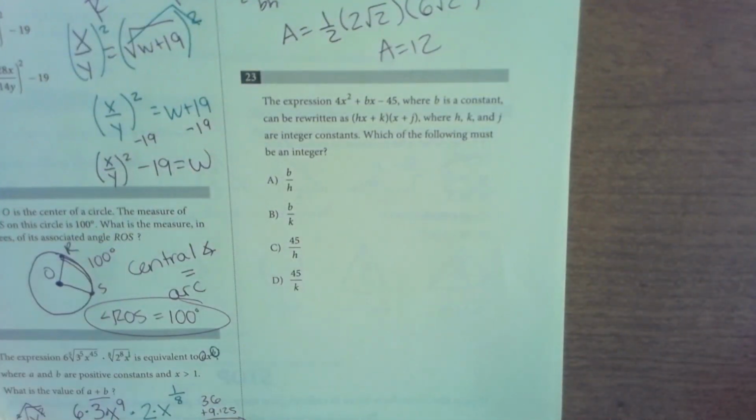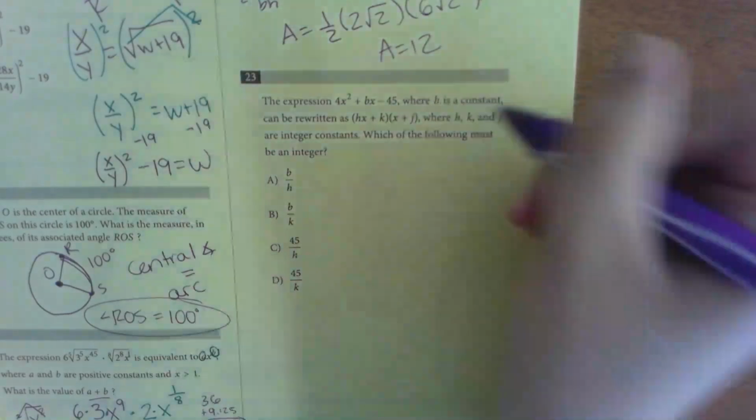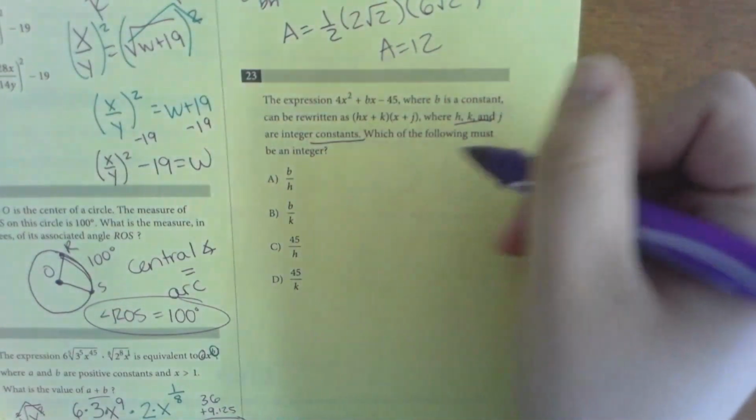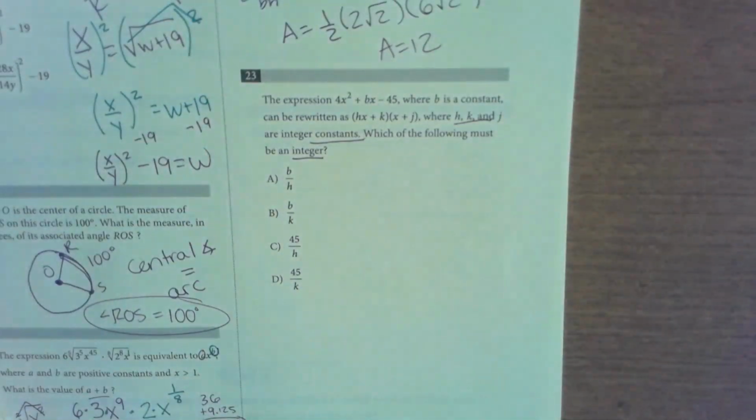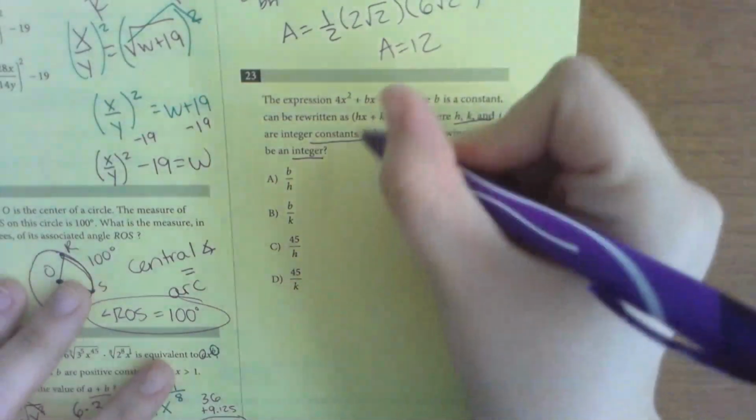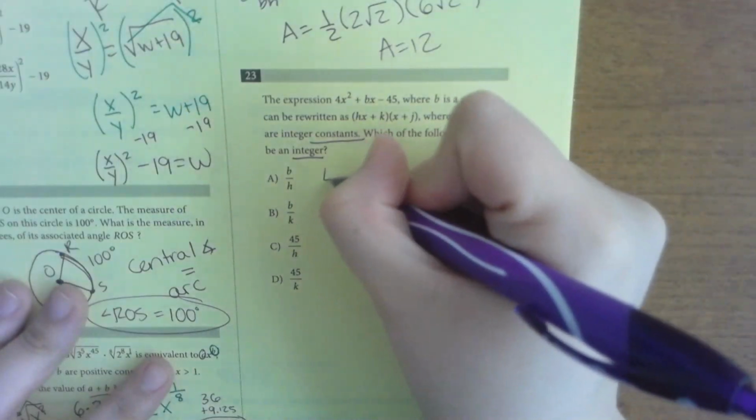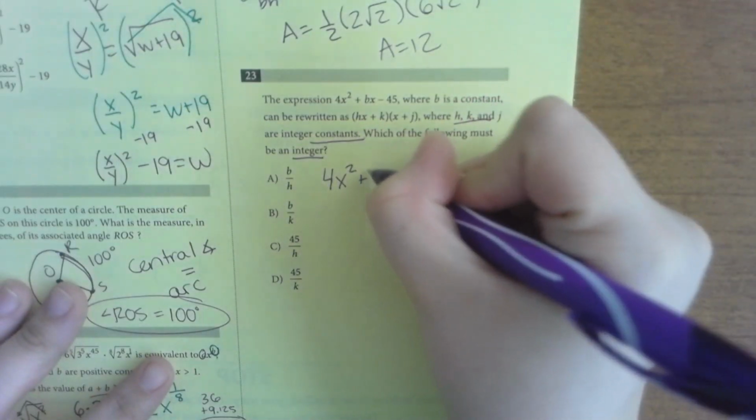The expression 4x squared plus bx minus 45, where b is a constant, can be written as hx plus k times x plus j, where h, k, and j are integer constants. Which of the following must be an integer? Okay. So they like to ask about these, and really they just want us to be a little bit creative.